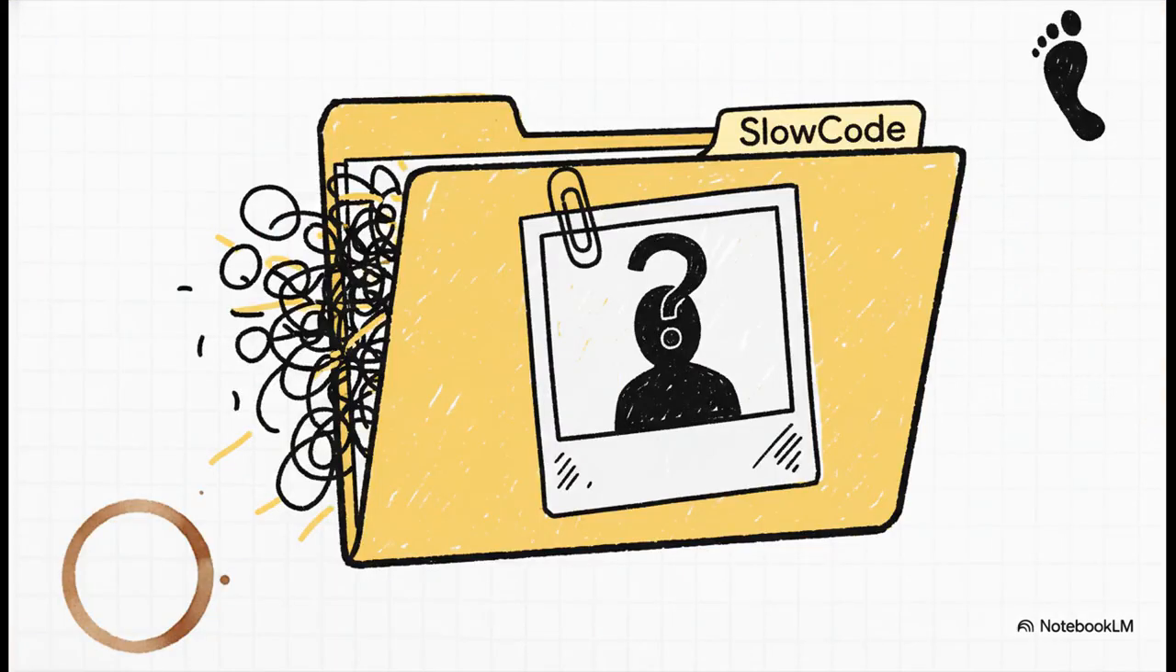So, our case file today is all about a program we'll call Slow Code. It was written by a developer, we'll just call him Mr. Smith. This program is our prime suspect for some serious performance issues, and it's our job to dig through the evidence and figure out exactly what's going on under the hood.